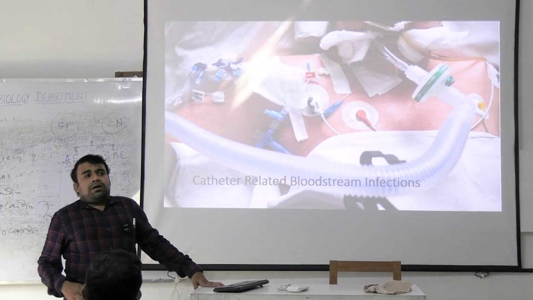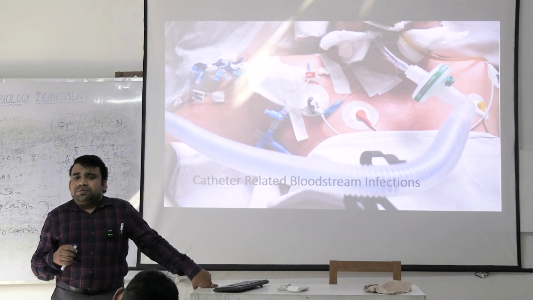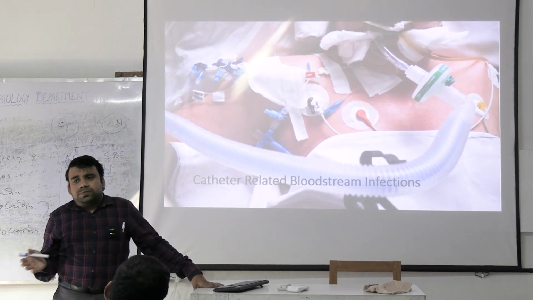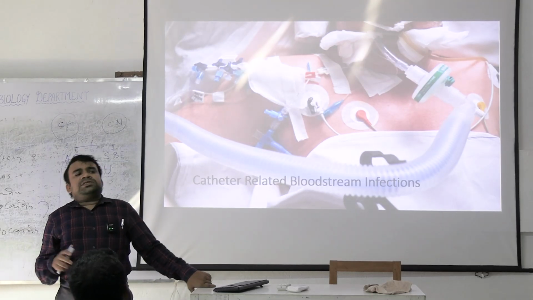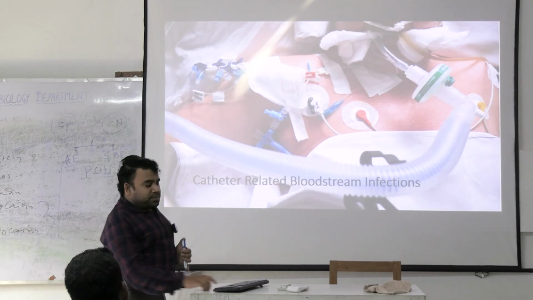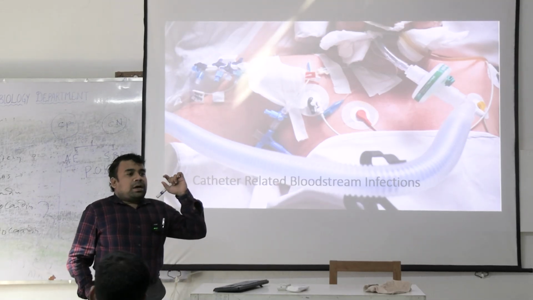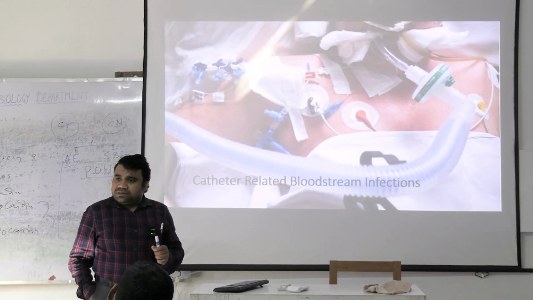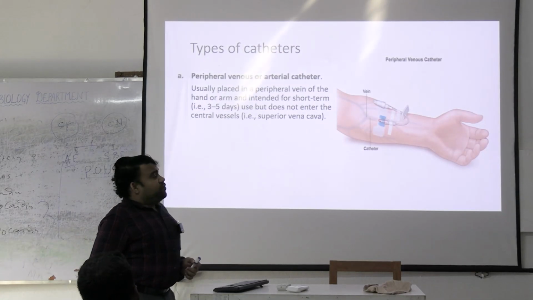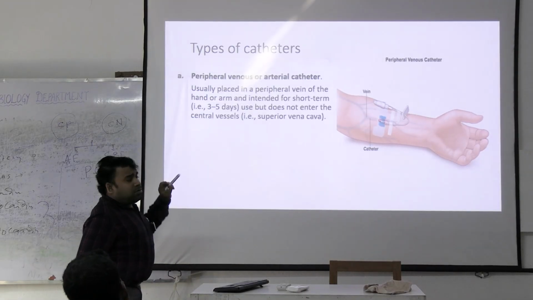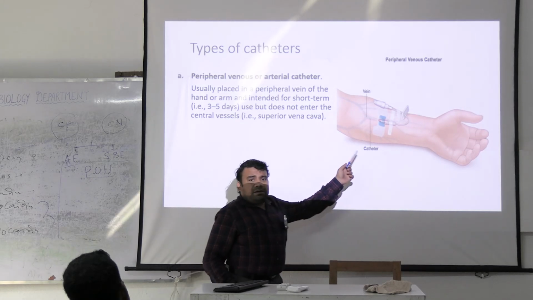Another part which I'll discuss very minutely in today's class, that is catheter related bloodstream infections. This will also be covered when we talk about healthcare associated infections, but I'm just trying to give you some ideas. Now, when we say catheter related bloodstream infections, I mean intravascular catheter. Don't get confused with the urinary catheter. So the first type of catheter, I think you have all seen very commonly. This is the peripheral venous line.